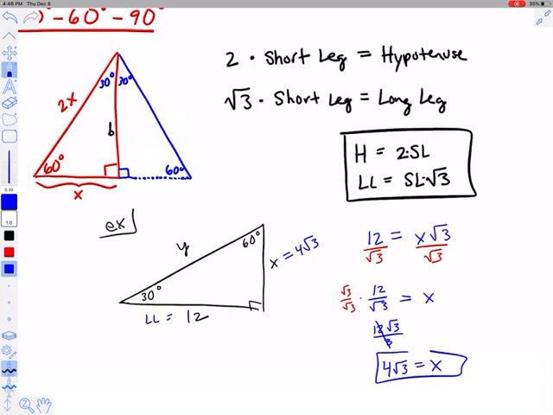And then if I want my hypotenuse, I'm not going to bother with doing sine of 30 over whatever. I'm just going to double my short leg. So my hypotenuse is 2 times the short leg, so this would be 8 rad 3.